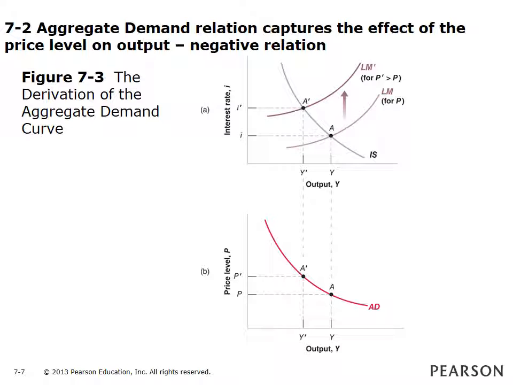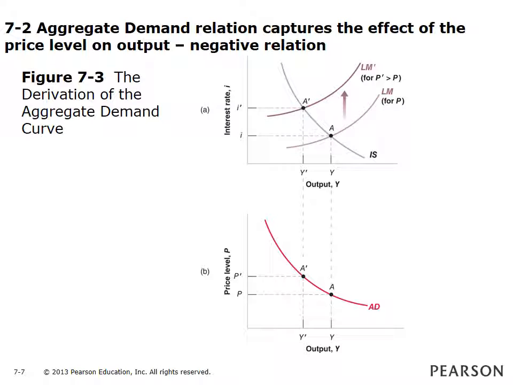Looking at the IS-LM curves in graph A, we find equilibrium is at point A. The IS curve is drawn for given values of G and T. The LM curve is drawn for given values of M over P. When we plot the equilibrium level of output Y against a given price level P, we get point A on graph B.